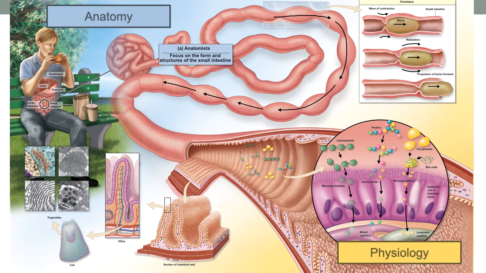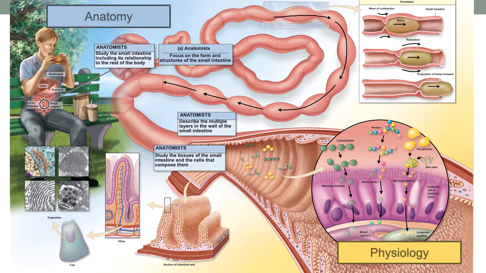All right. So here we have what an anatomist would focus on. They would focus on the form and structures of the small intestine, which is what we're looking at here. They would also study the small intestine, including its relationship to the rest of the body. They would describe the multiple layers in the wall of the intestine. They would also study the tissues of the small intestine, and the cells that compose those tissues.